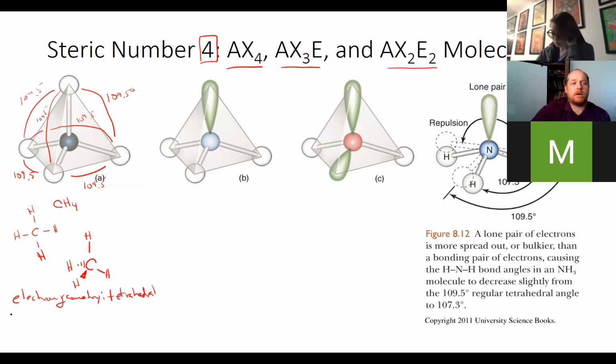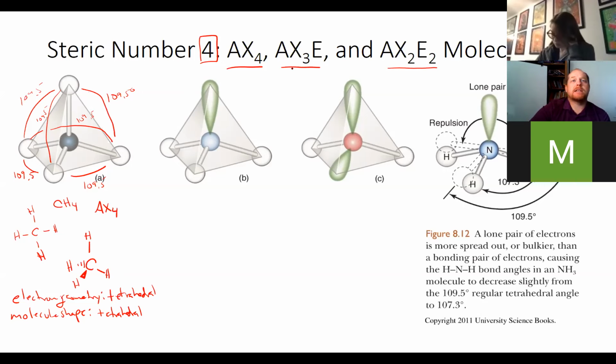And it'll give us a molecule geometry, a molecule shape that's also tetrahedral. Okay, and so that's methane, and that's the AX4 class, right? This is AX4.